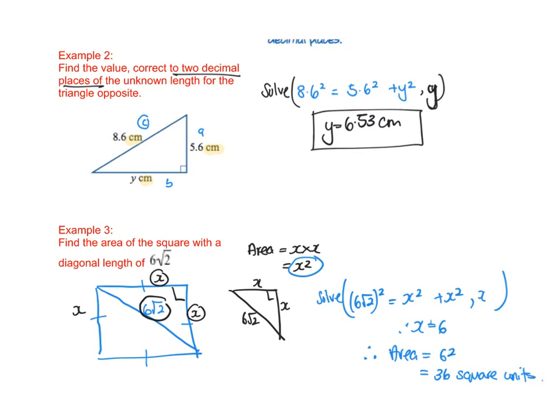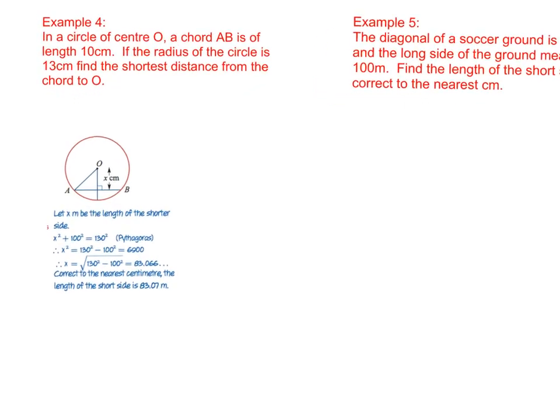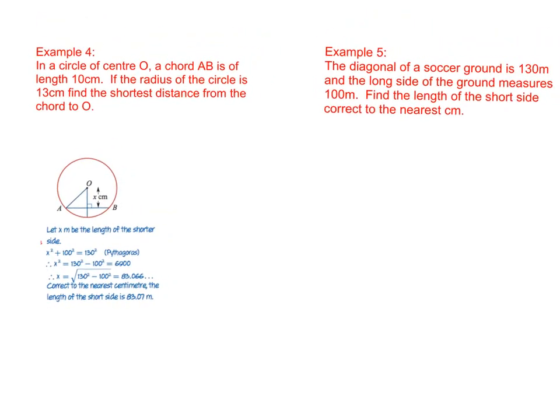All right, so that's that one. Now sometimes you get these chord questions with circles, and you need to be aware that often it's got Pythagoras in there. So just to show you this one here, example 4: in the circle of center O, the chord AB is of length 10 centimeters. So they're saying that that is the 10 centimeters.